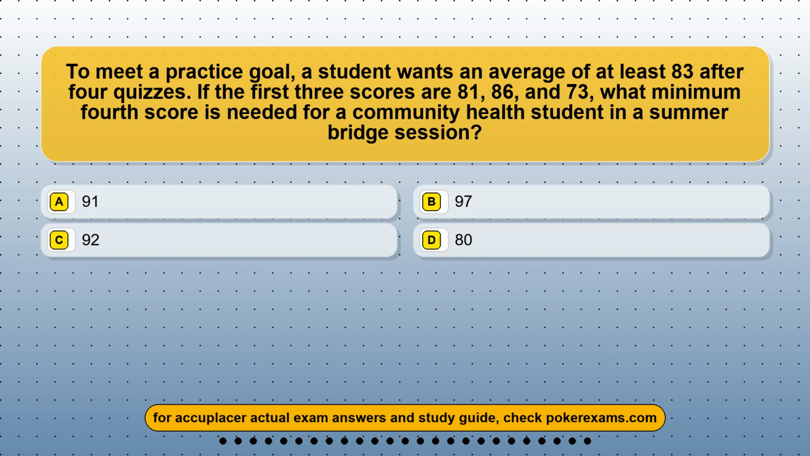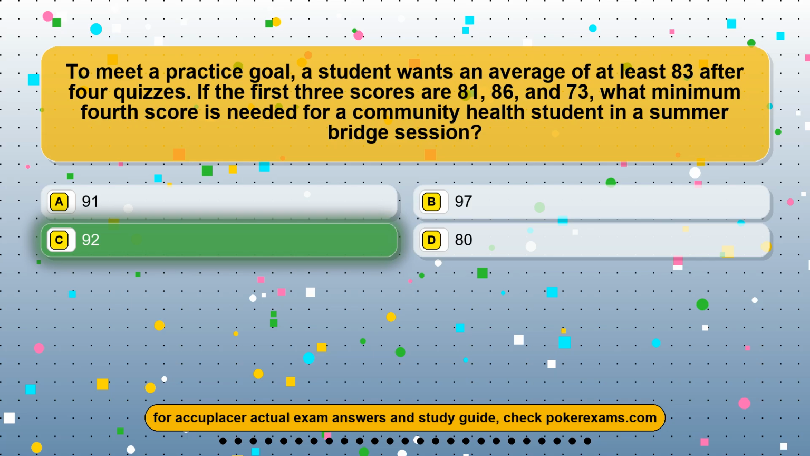Question 4. To meet a practice goal, a student wants an average of at least 83 after 4 quizzes. If the first 3 scores are 81, 86, and 73, what minimum 4th score is needed for a community health student in a summer bridge session? Option A, 91. Option B, 97. Option C, 92. Option D, 80.